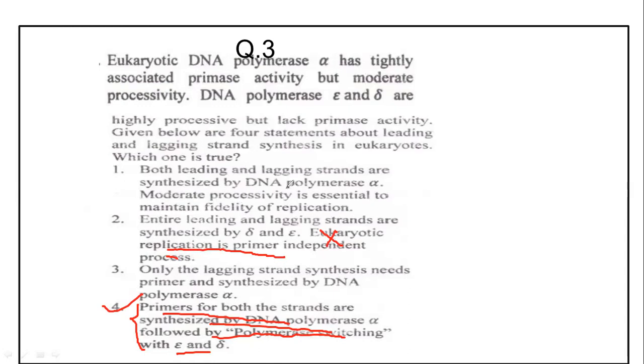Leading and lagging strands synthesized by DNA polymerase alpha maintain the fidelity. This is also not correct. Pol alpha does not synthesize both strands, so the entire leading and lagging strand is also not correct. And only the lagging strand needing a primer is wrong, since both strands require a primer. So the answer will be option 4. Next question.